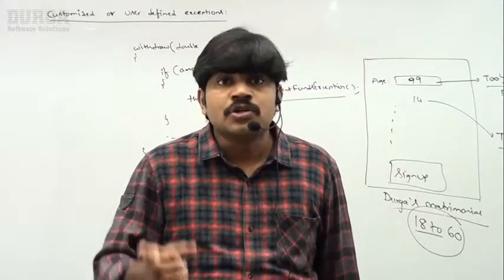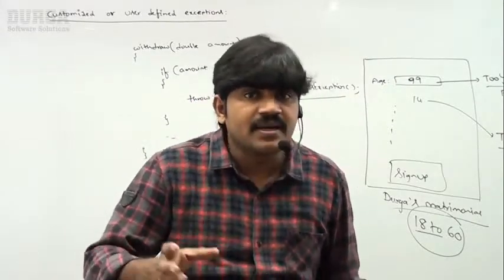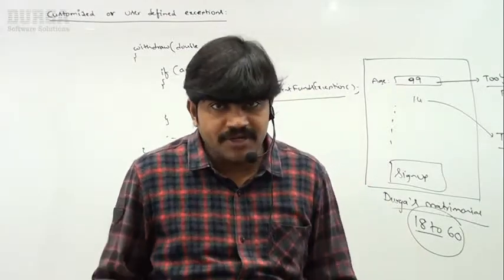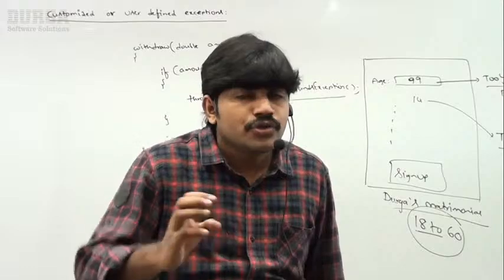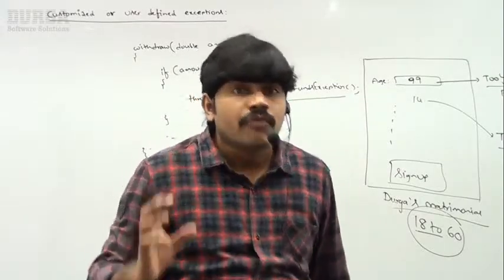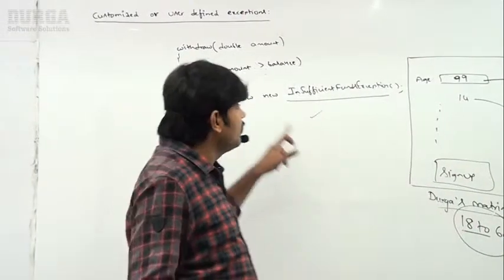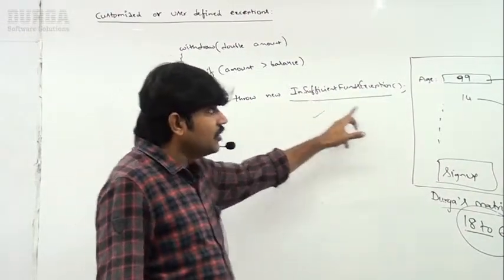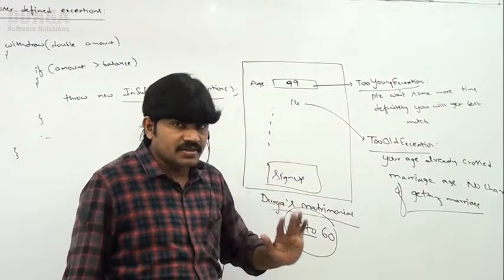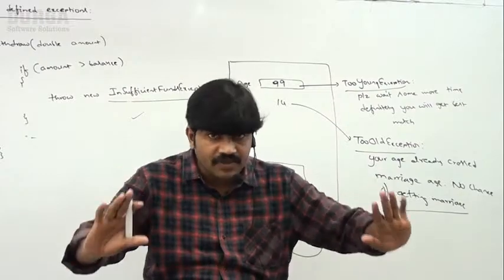The exceptions which are defined explicitly by the programmer to meet the programming requirement are called user defined exceptions or customized exceptions. Can you give an example? Insufficient funds exception, too young exception, too old exception. These things are by default considered customized exceptions or user defined exceptions. Clear for all of you, right?